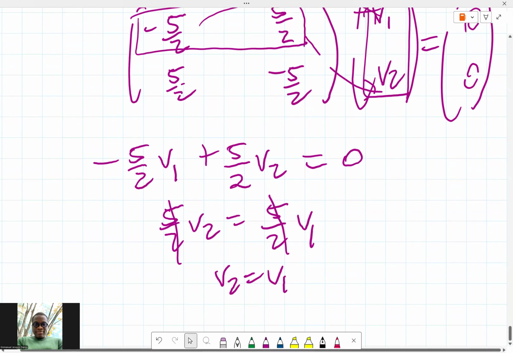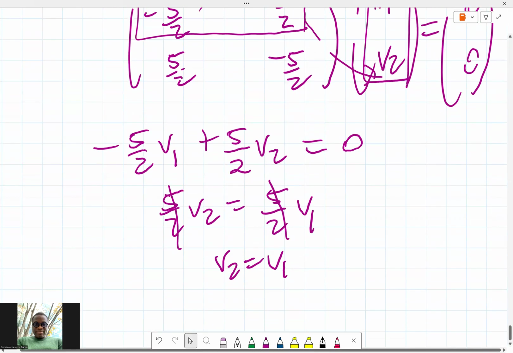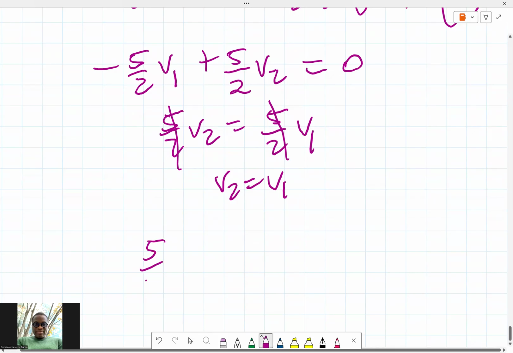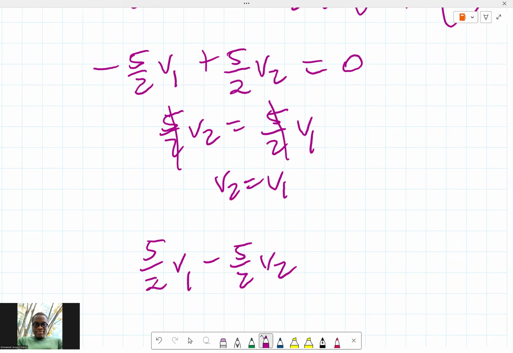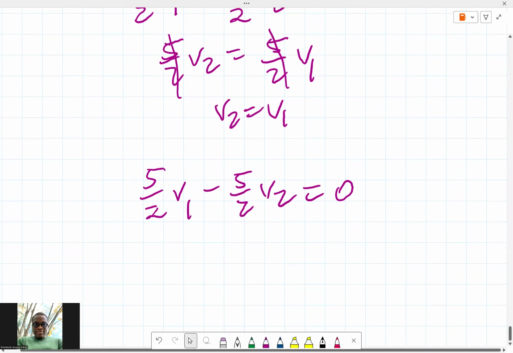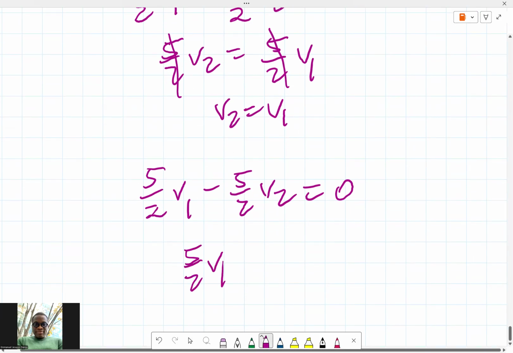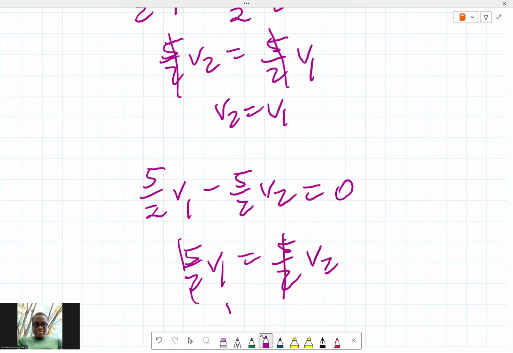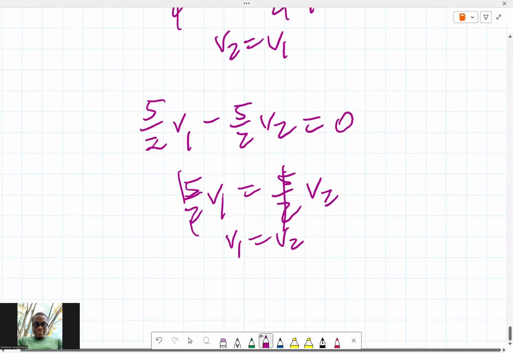If we also do the second one, it gives us exactly the same, because that's just going to be 5 over 2 V1 minus 5 over 2 V2 equals 0. So that means 5 over 2 V1 again is equal to 5 over 2 V2. That cancels out, so V1 is still V2.